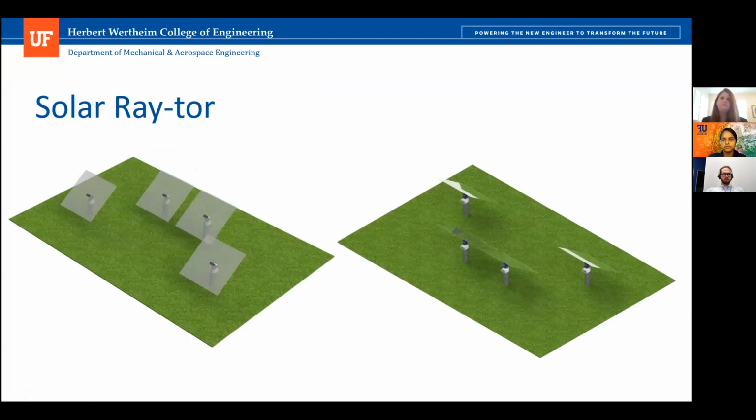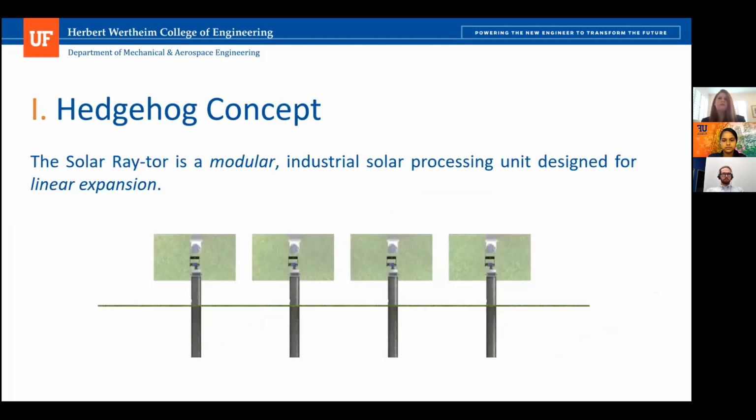So to introduce you to our design, the solar Ray-tor is a module consisting of 4 individually controlled heliostats with a total of 1 meter squared of reflective area. The concept aims to tackle the high costs associated with classical heliostat designs, which employ large steel structures and multiple drive systems. The next slide.